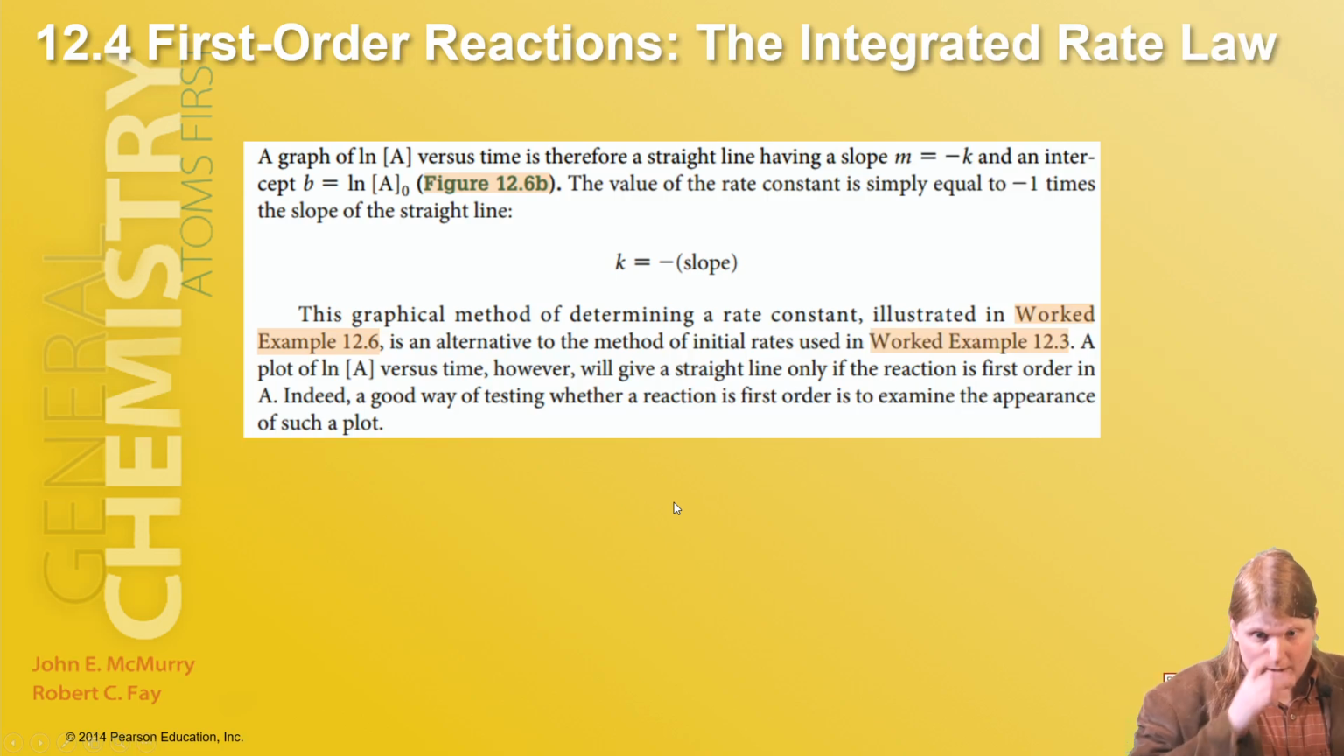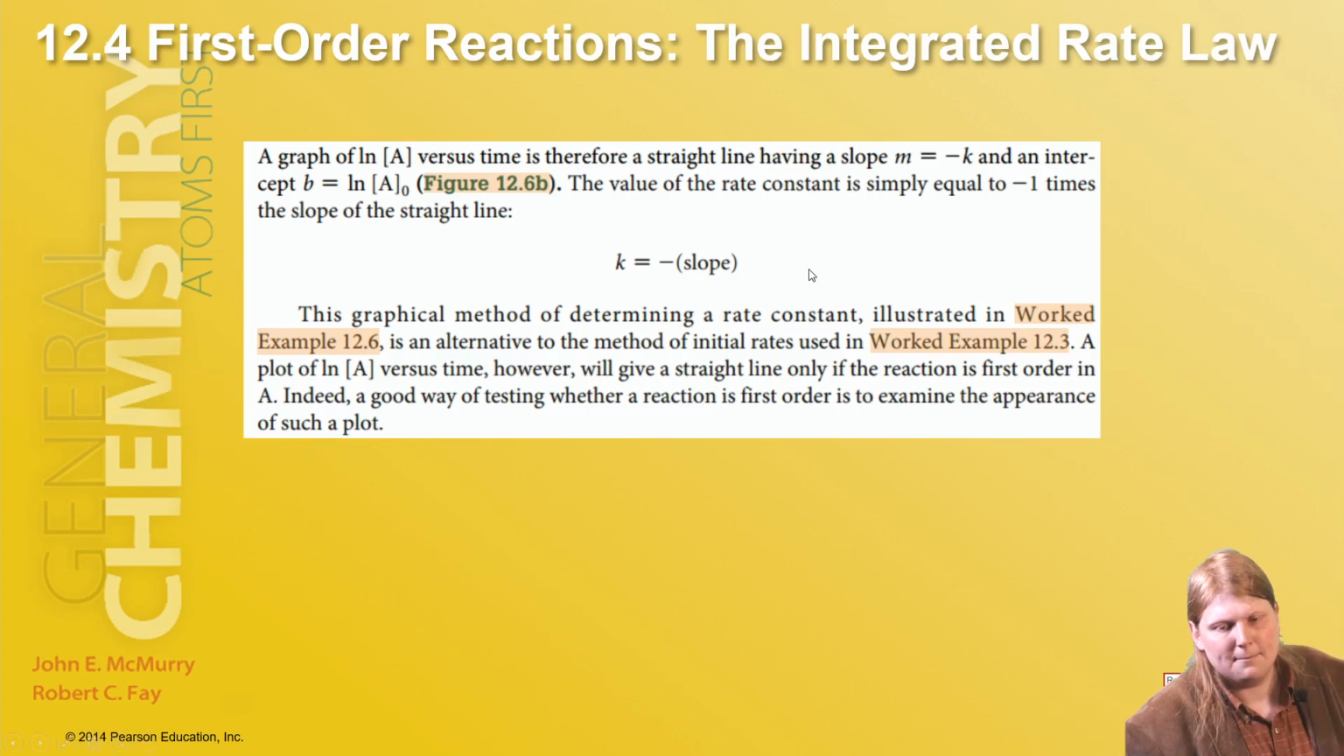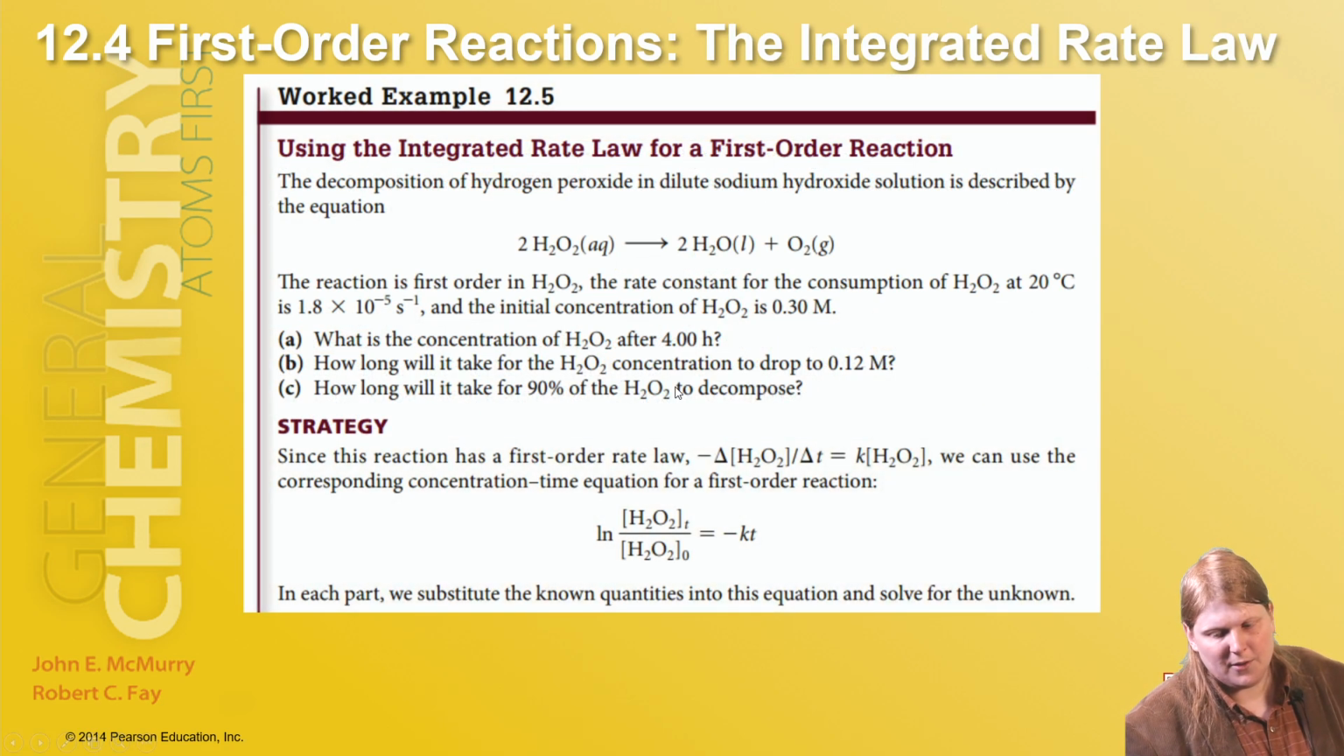So remember that k is a straight line, and when we do these plots for a first order reaction, the slope will be minus k. And they talk about a graphical process for doing this. Again, not necessary for our understanding. So they ask us to figure out what the concentration of H2O2 will be after 4 hours in this reaction.